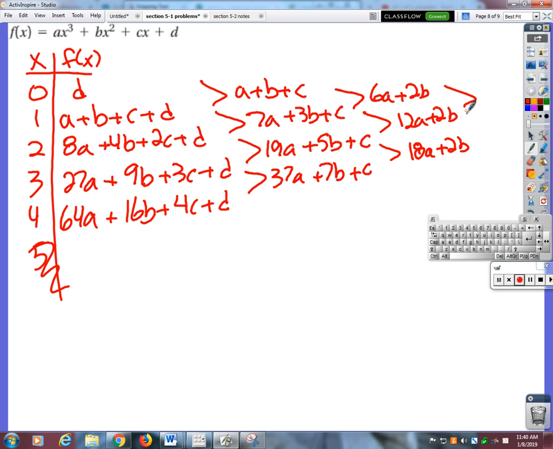Good, if I subtract these though, the 2b's cancel. 12a minus 6a is 6a. These, the 2b's also cancel, and 18a minus 12a is 6a. So that means that the third differences were the same. So we just started out with the most general cubic equation that we could, and then we showed that the third differences were the same.